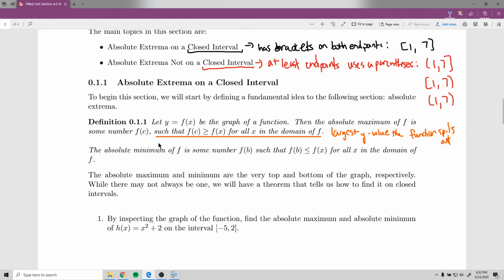Okay, and then the absolute minimum is the same thing, but the smallest. So the absolute minimum of f is some number f of b, such that f of b is less than or equal to f of x for all x in the domain of f. So the absolute minimum is the smallest y value.